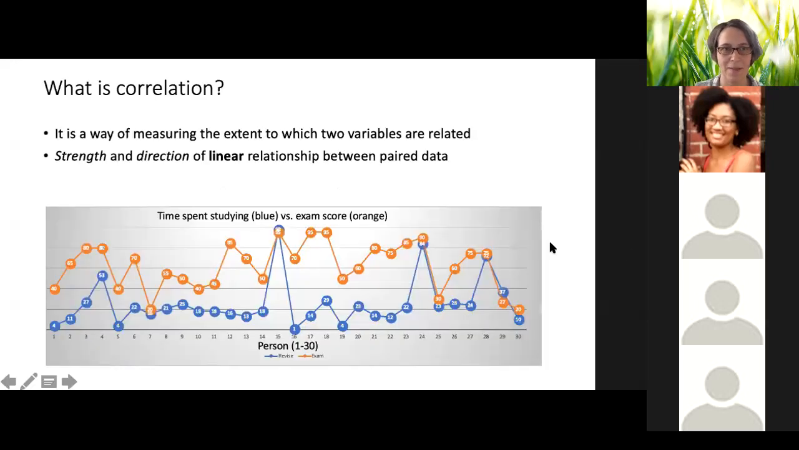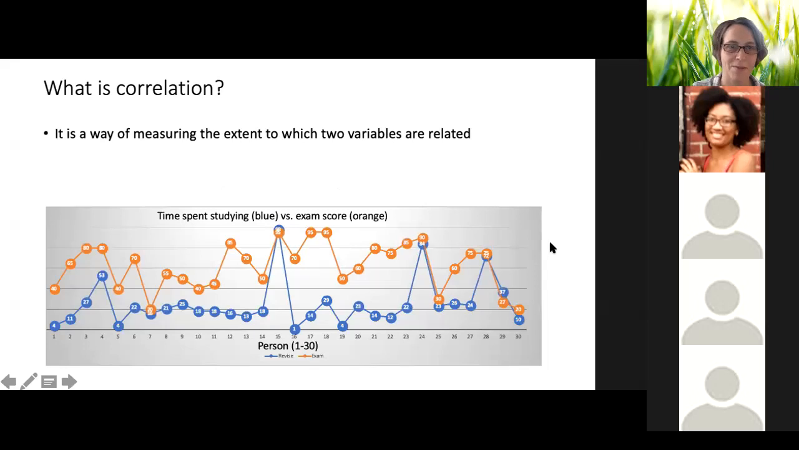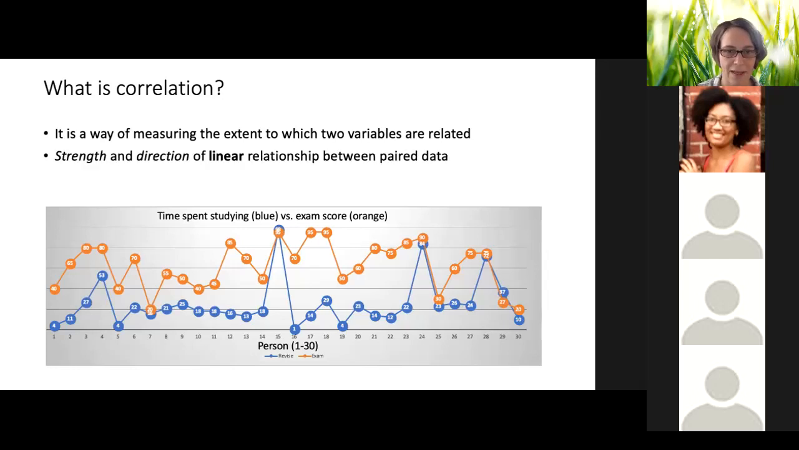So problem solving. First of all, just a recap. What is correlation? It's basically just a way of measuring the extent to which two variables are related, associated with each other, right? I'm illustrating that here with two hypothetical rows of values or measurements, for 30 participants. Here in blue is the time these participants spend studying, and in orange the score that they got on an exam.